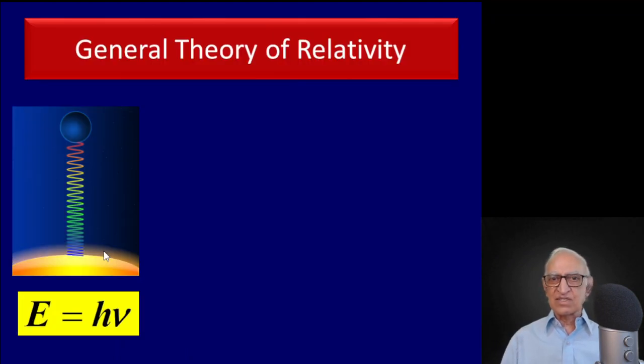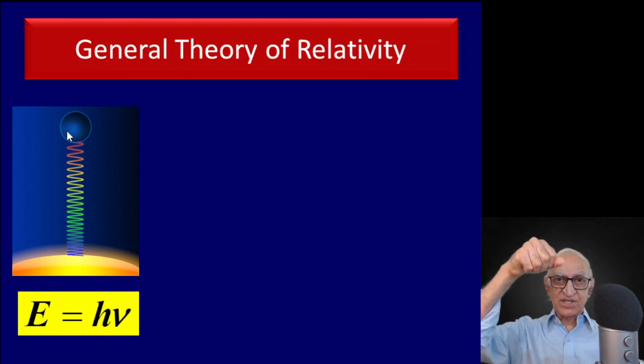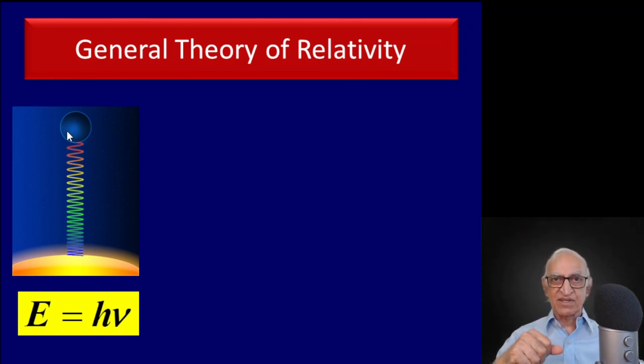Let us see how to understand this in very simple terms. There is the surface of a massive body, the sun or the earth, and I emit a photon of a certain frequency, nu, with energy E equal to h nu. The statement is that as this photon climbs the gravitational potential well, its wavelength will get stretched, frequency will get diminished, and this is redshift.